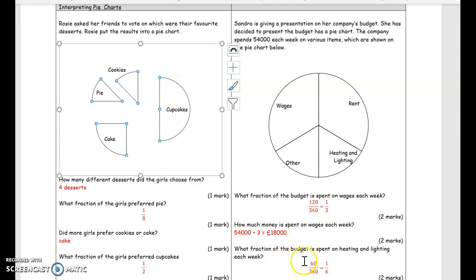And then finally, what fraction of the budget is spent on heating and lighting? Well, this is 1 out of 6, and if you measure it, it's 60 degrees out of 360.